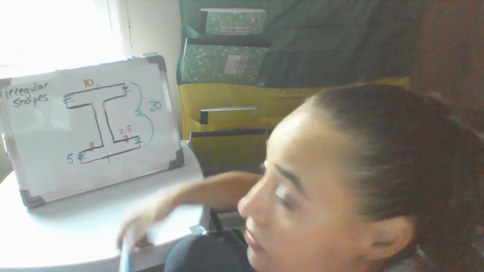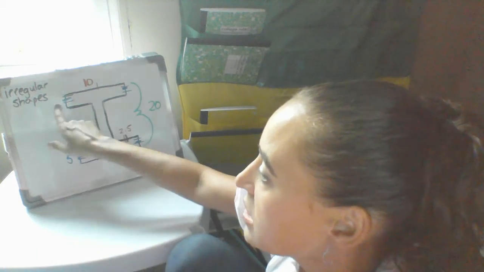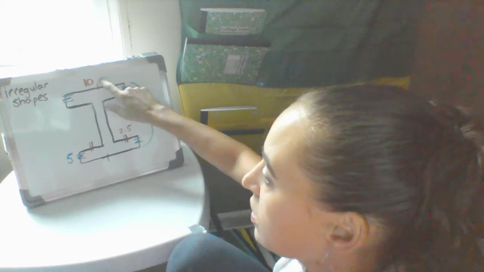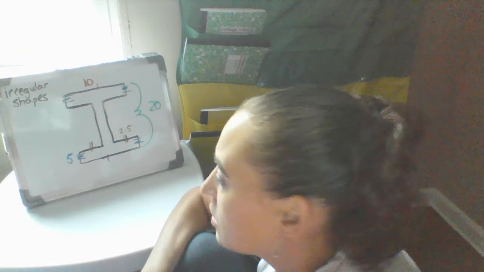Okay. The reason why I said these symbols are irrelevant, I don't even need them on there, is we already discussed rectangles. In a rectangle, this side and this side are equal to each other, and this side and this side are equal to each other. So this isn't something that's really needed.